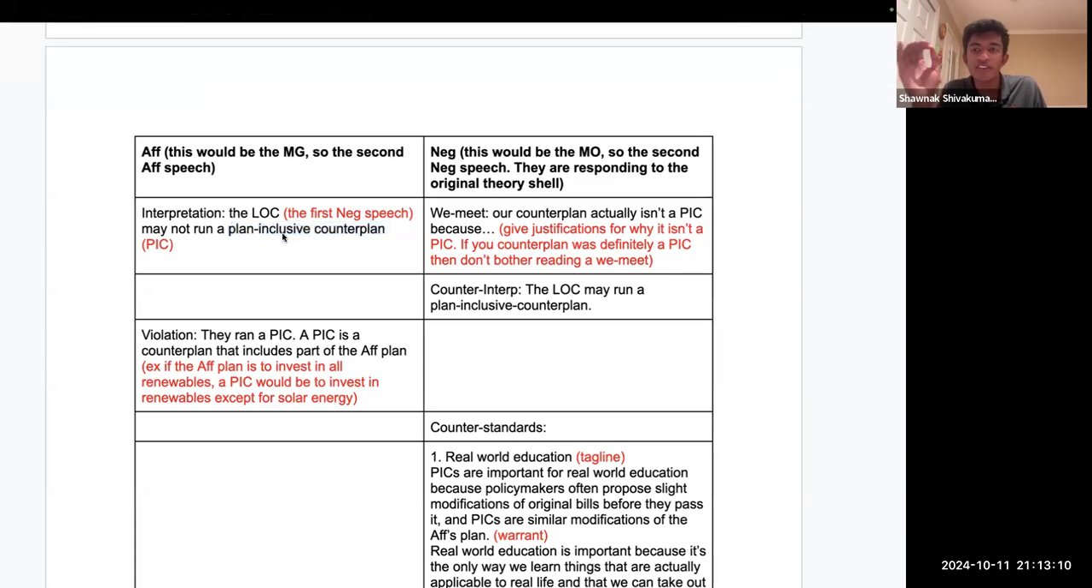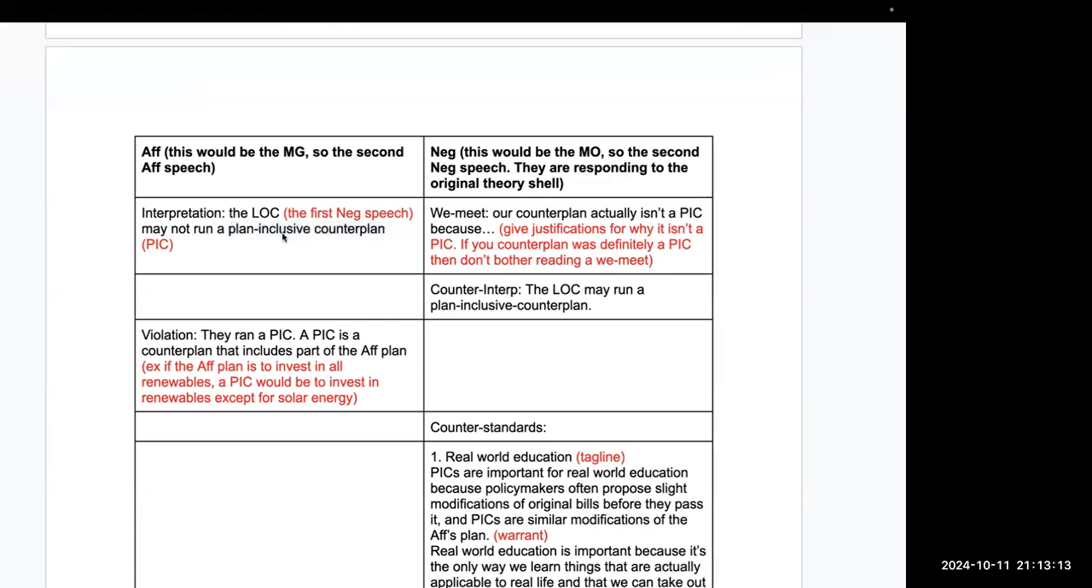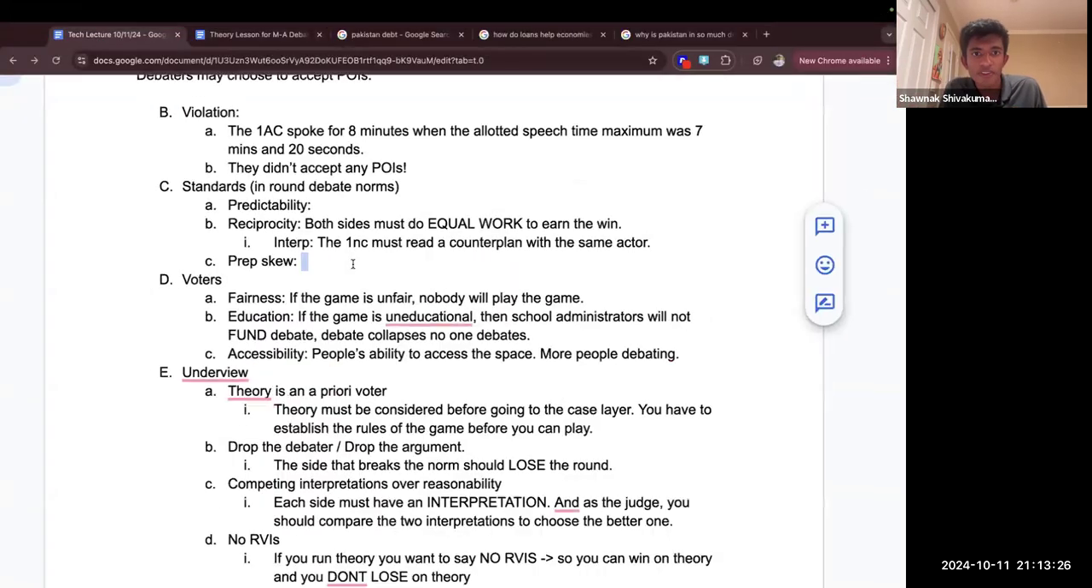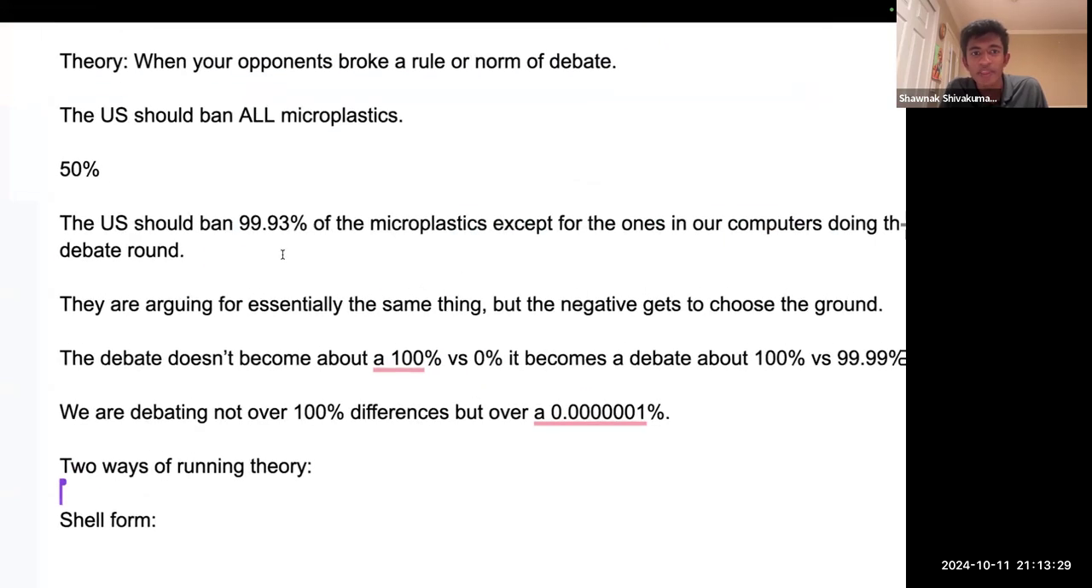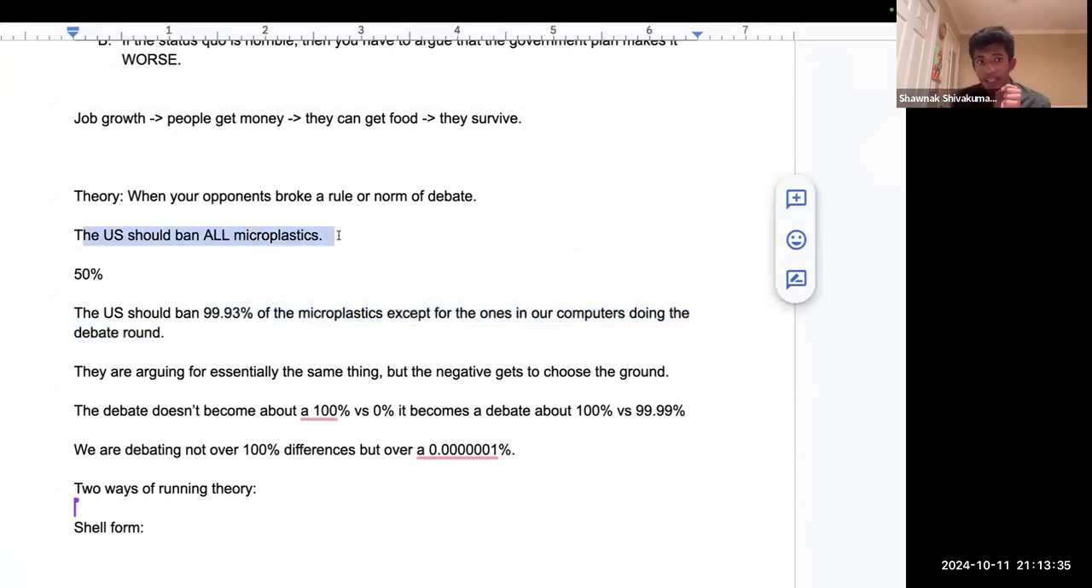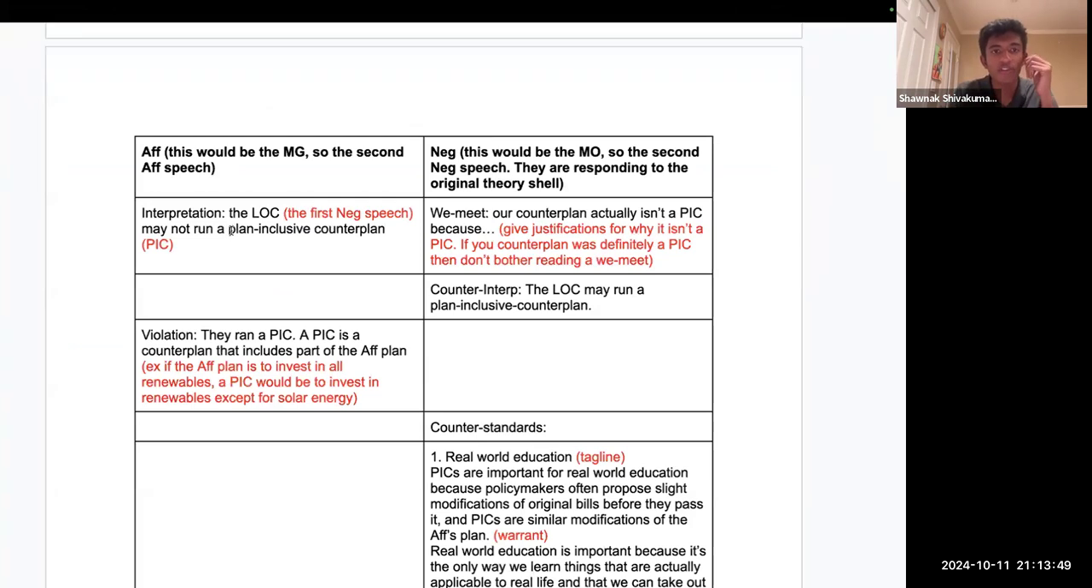So these are commonly known as pick minuses or pick pluses. Pick plus is when you do the affirmative plan plus something else, which is kind of sketchy because then the affirmative can just do what they're doing plus an additional thing, which is just a perm. Or the most common is a pick minus. This example of 99.93 is a pick minus. Why is this a pick minus? We're banning all minus 0.007%. Do you get that? They're doing the whole government plan minus a small part of the government plan. That's called a plan inclusive counterplan or a pick.